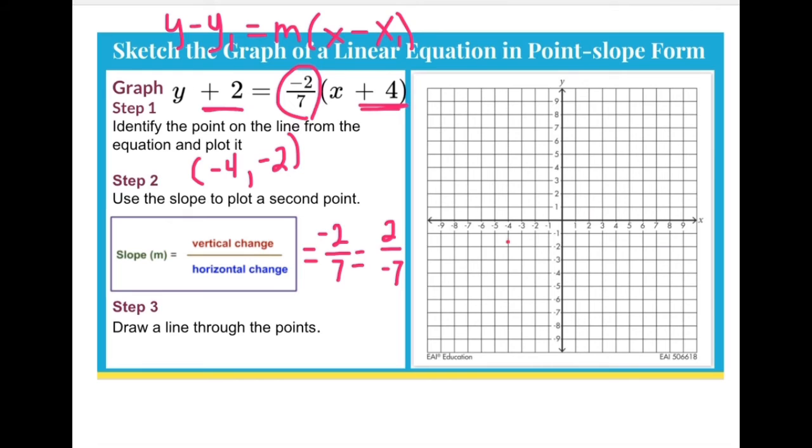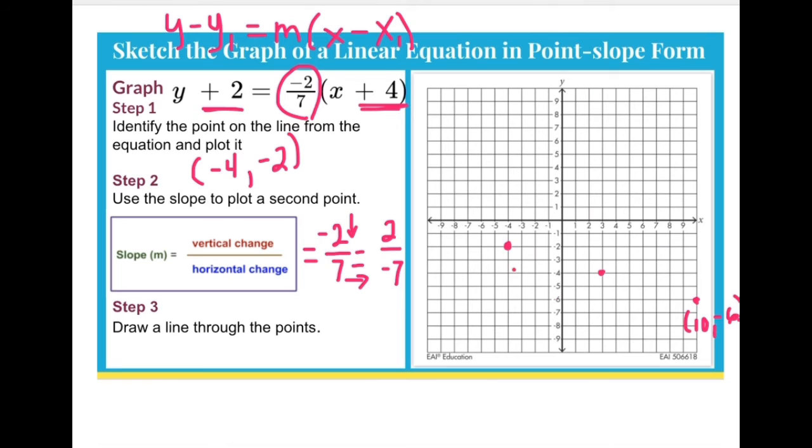So let's graph. Starting from -4 comma -2. So this is our starting point. From this point, the slope is -2 over 7. So we can go down 1, 2, and then make a right 7. So the next point will be at 3 comma -4. Again, from 3 comma -4, you can go down 2 again and make a right 7. So your point will be at 10 comma -6.